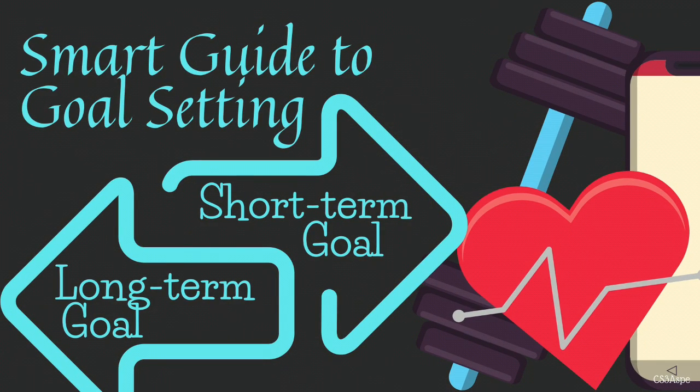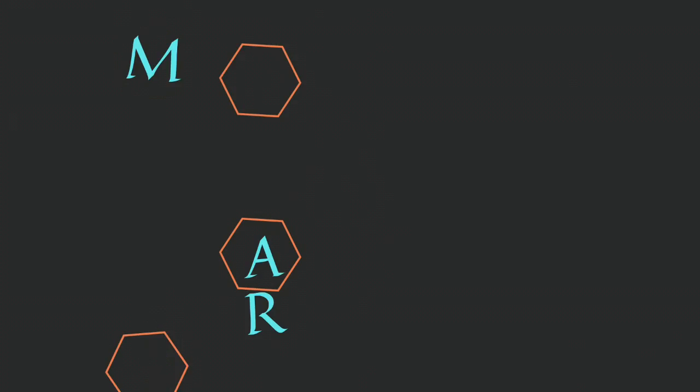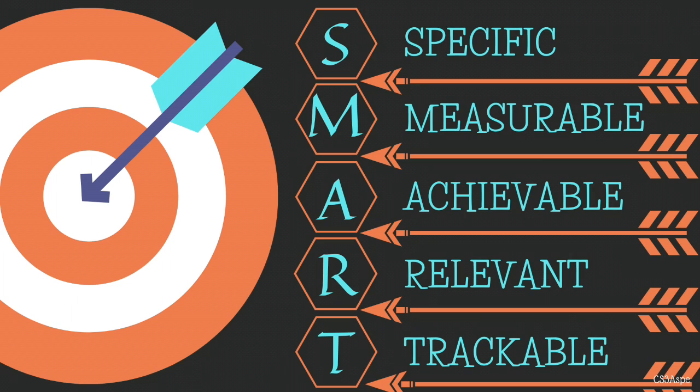Here is the SMART guide to goal setting. Short-term goal: easiest to achieve regarding minimal time allocated to the task. Long-term goal: requires time and planning. They are not something you can do in a week. It usually takes 6 months or more to achieve. Before starting an exercise program, set short-term and long-term goals.